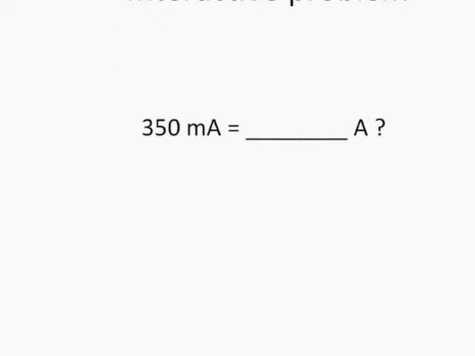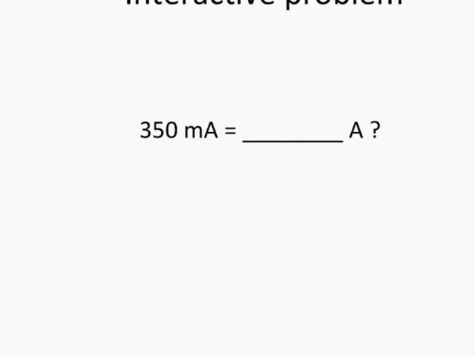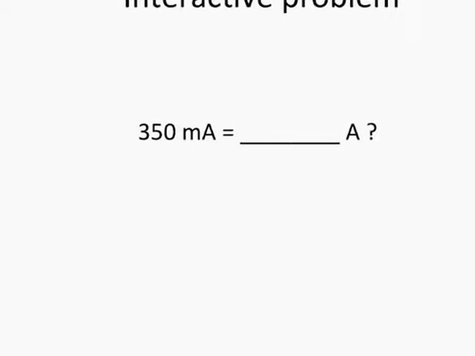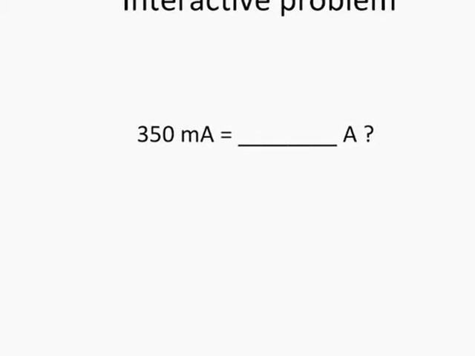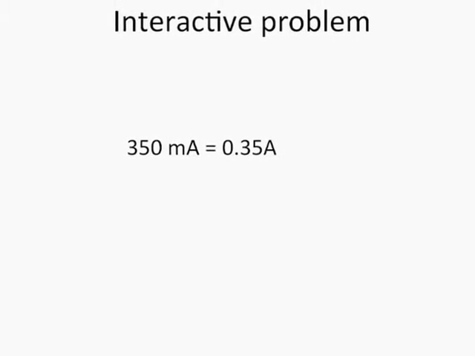So another interactive problem here: we have 350 milliamps. How many amps is that? We can do basically the reverse of what we did before with the kilovolts to volts, because this is a smaller thing. So we're going to move that decimal place over 3 positions to the left, and that'll give us 0.35 amps.